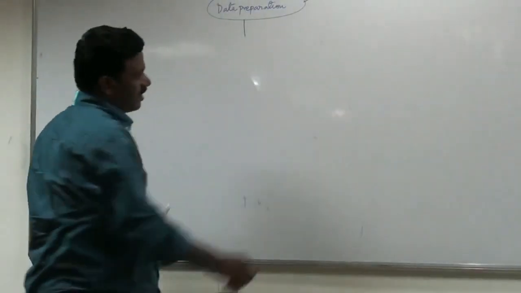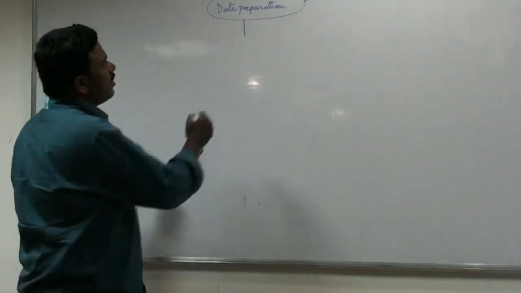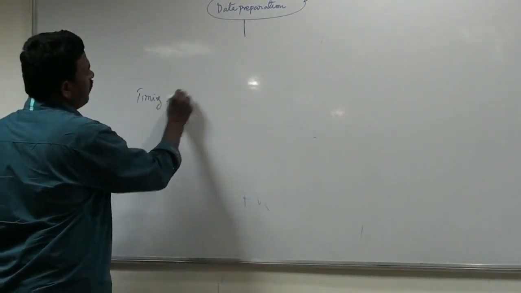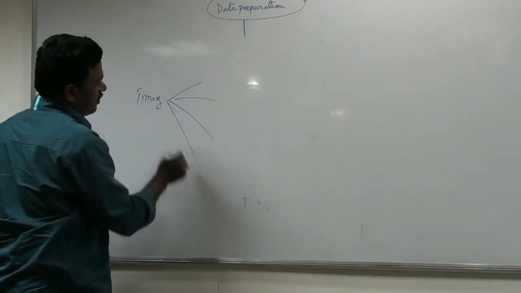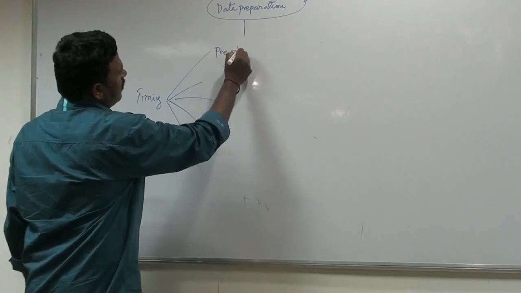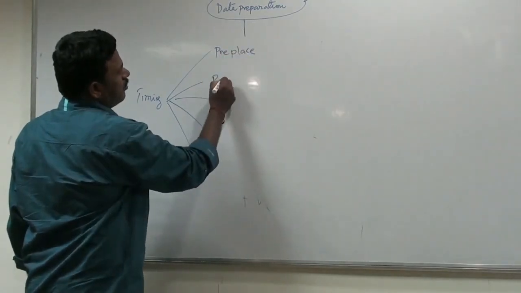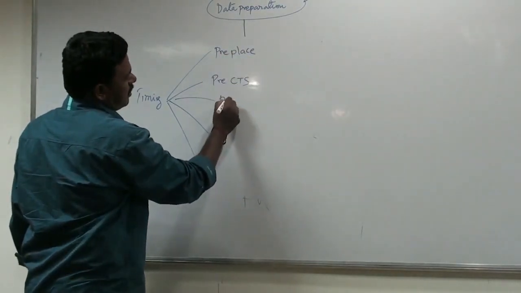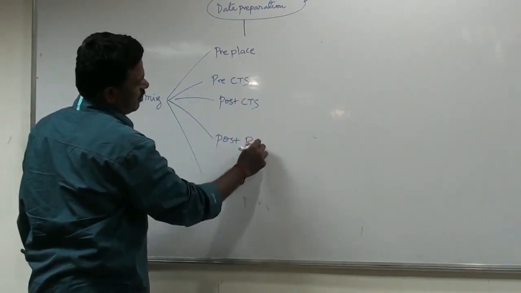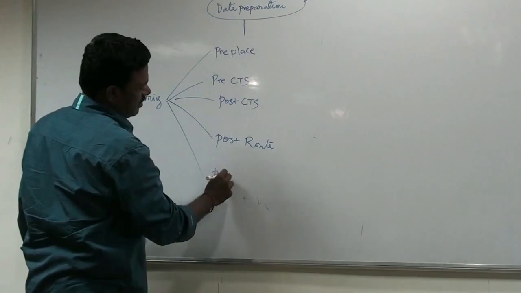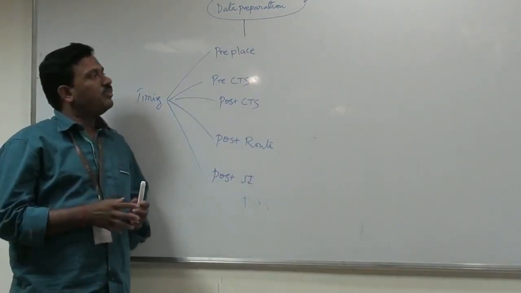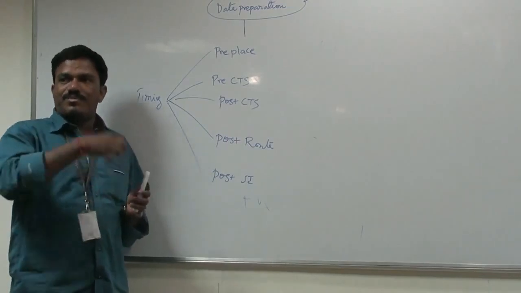So we went for check design as well as time design. So actually timing will be verified in 5 different stages. One is pre-place stage, then pre-CTS stage, then post-CTS stage, post-route stage, then post-SI stage. So we have to do timing verification in each and every stage.